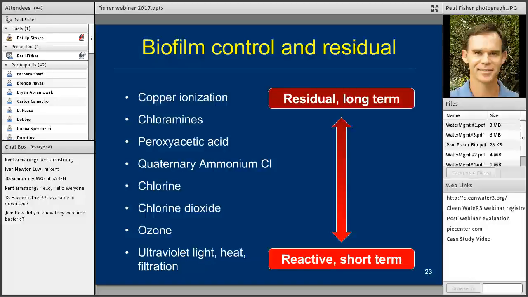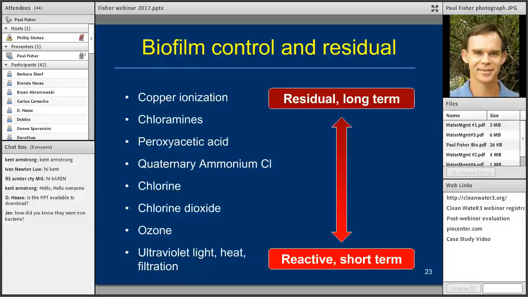Probably the ideal chemical for nutrient solutions for biofilm management would be chlorine dioxide. If you're not using water-soluble fertilizer, then chlorine would also be a very good option, as in our case study. It's also a lower cost option.